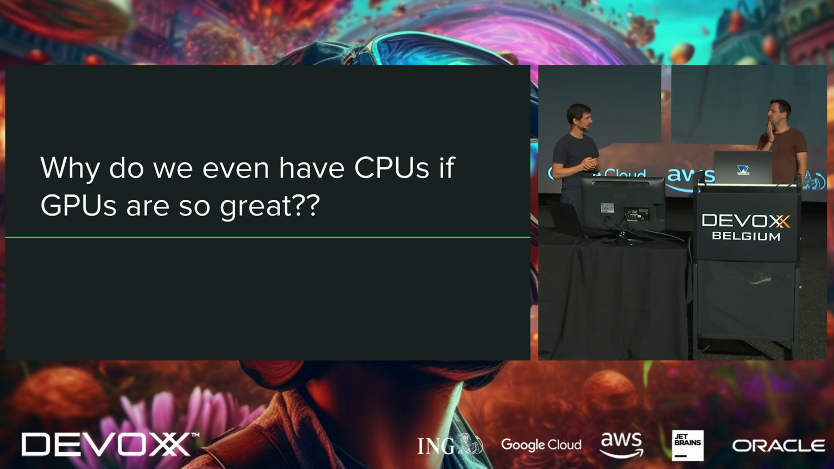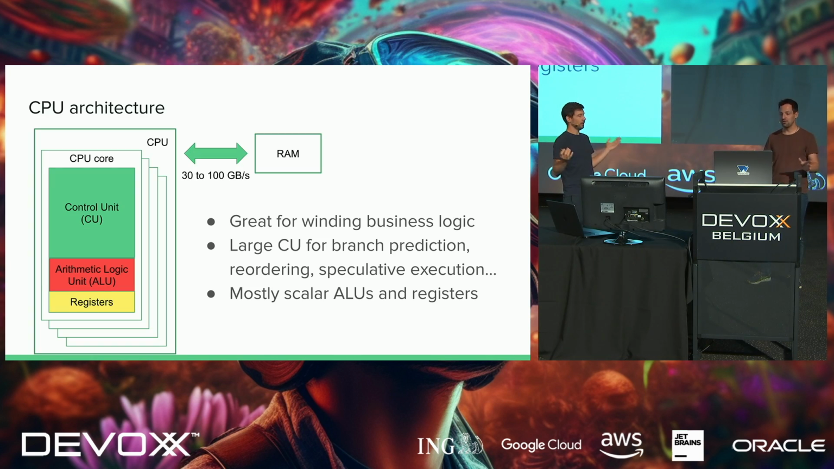To answer that, let's look at what a block diagram for a CPU looks like, so we can compare the two. Oh, so convenient, we have slides. This is a very rough sketch of what a CPU looks like. We see a bunch of CPU cores linked to the RAM. In the CPU core, there's a very large control unit that decides which instructions to execute when. Comparatively, the arithmetic logic unit, the thing that does all the additions and so on, is very small and has a small-ish number of registers.